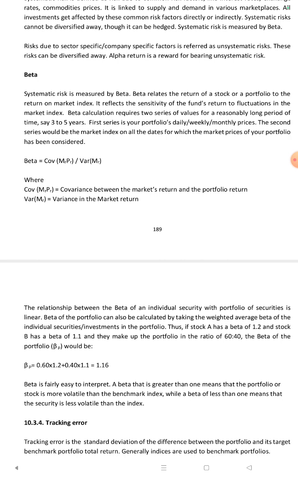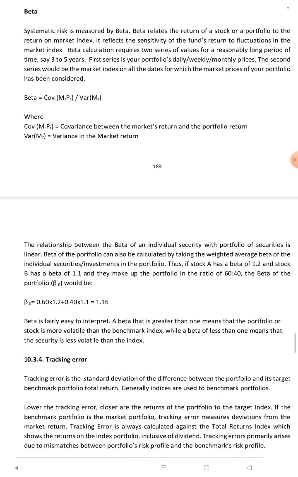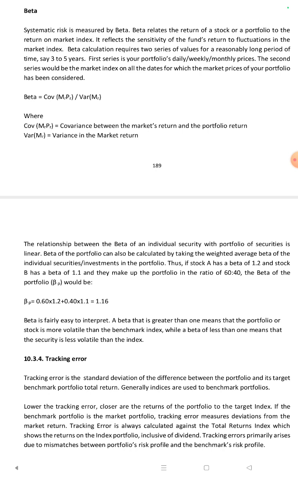These risks can be diversified away. Alpha return is a reward for bearing unsystematic risk. Beta. Systematic risk is measured by beta. Beta relates the return of a stock or portfolio to the return on market index. It reflects the sensitivity of the fund's return to fluctuation in the market index. Beta calculation requires two series of values for a reasonable long period of time, say 3 to 5 years.